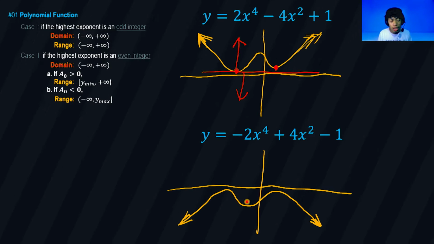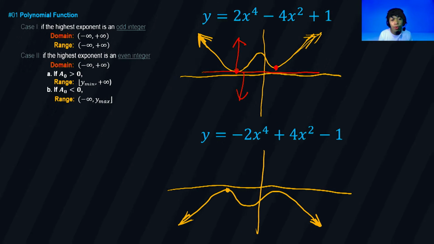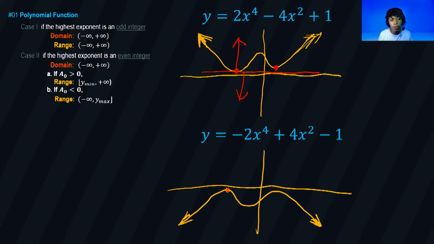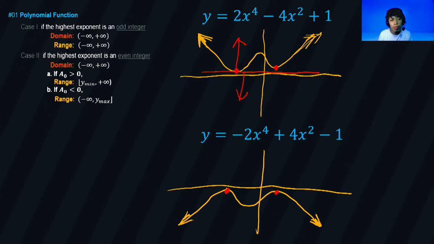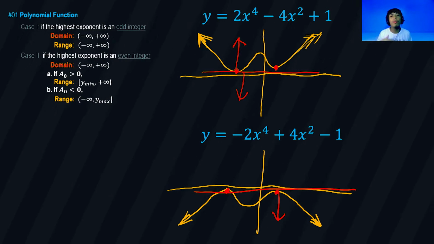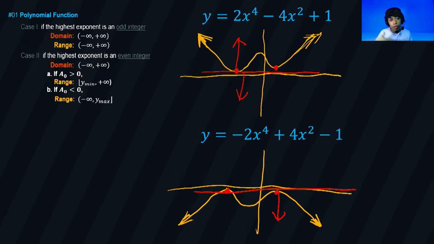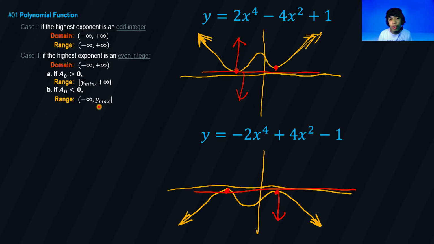But your y is from the maximum value of y. So it's whichever has the higher value of these two. Dalawa kasi. So from here, this would be your highest value of y downward. That's why from the negative infinity to the highest value of y, that's your range.